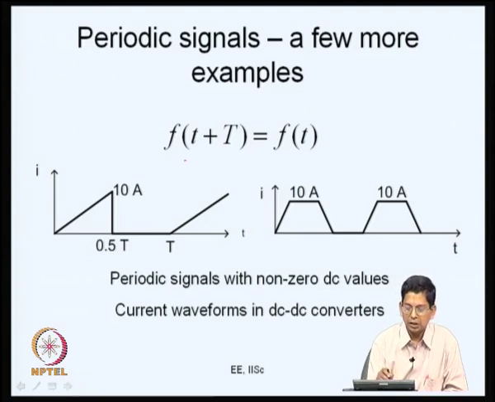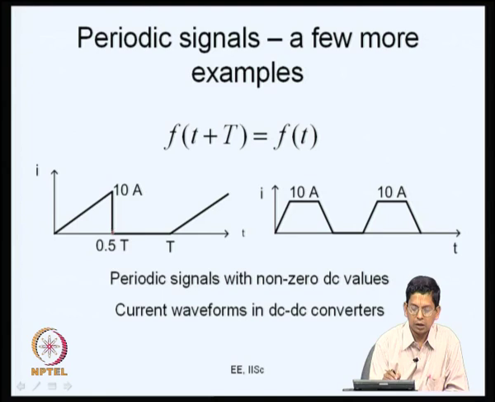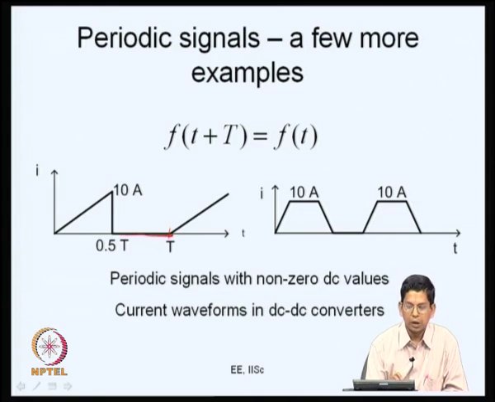So, these are all periodic because they repeat with this periodicity T. They are defined by f of t plus capital T is equal to f of t, and T is this period now. One example that has been given is a waveform that ramps up and then falls back, and then it is 0, and once again the same thing begins, and this is your time period now. This is one example of a periodic signal.